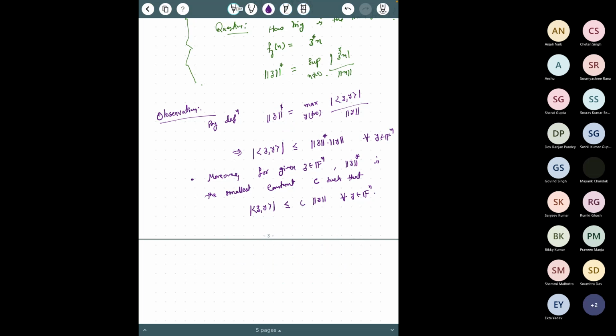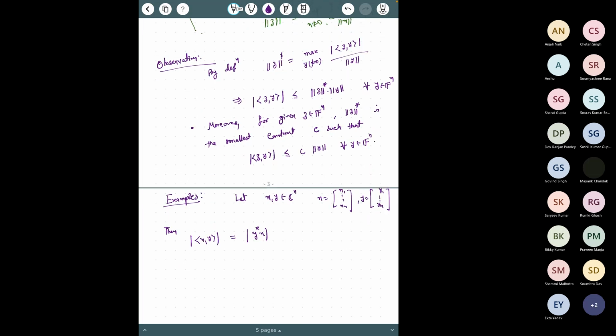Anyway, so let us look at some examples of dual norm. So let's take some well-known examples. Let x and y be two vectors in, let's say, Cn, and assume that the components of x are x1 to xn, and components of y are y1 to yn. Then you can check that if you take the inner product of x and y, it is just y star x with respect to the standard inner product. So it would be the summation of yi bar xi, i equal to 1 to n.